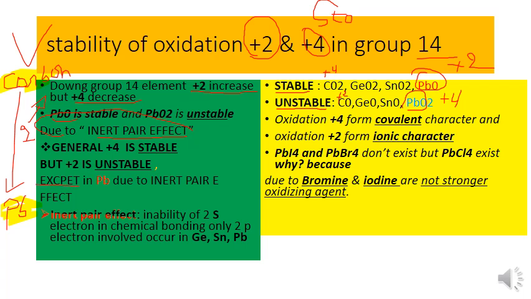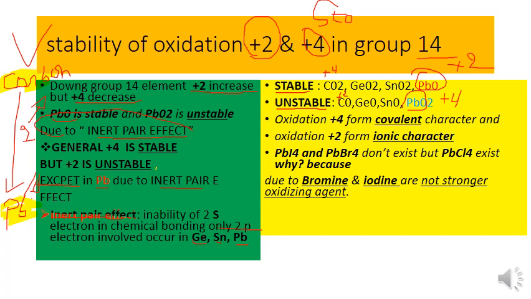Except on lead. Yes, lead is stable in +2 due to the inert pair effect. The inert pair effect, by definition, is the inability of the 2s electrons to participate in chemical bonding. Only the 2p electrons are involved in chemical bonding. This inert pair effect occurs in this element.